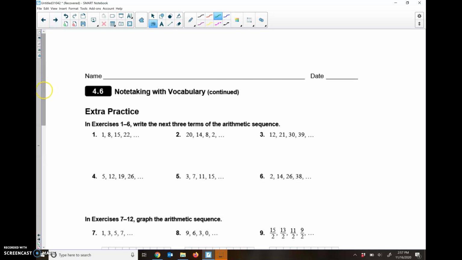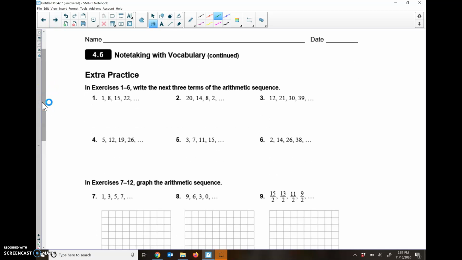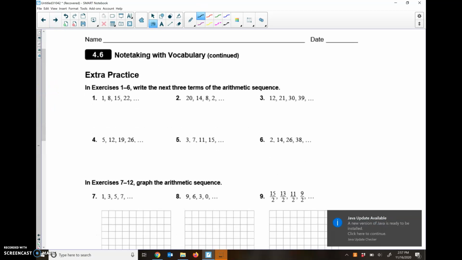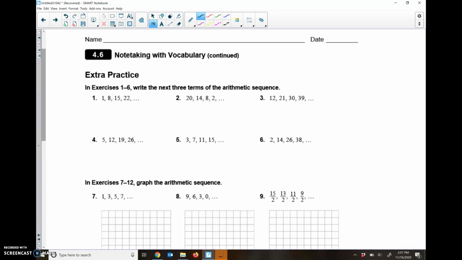All right, so if I look here, it just wants us to write the next 3 terms. So again, here's an example. I wouldn't use that formula there. I would just figure out what the next 3 terms are. So first I have to figure out what the pattern is before I can figure out the next 3. So 1 to 8 to 15 to 22, it looks like I'm adding 7 each time there. And so if I want to figure out the next 3, 22 plus 7 is 29, plus another 7 is 36, plus another 7 is 43.